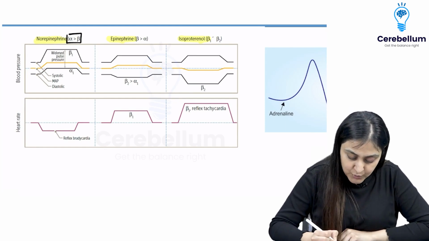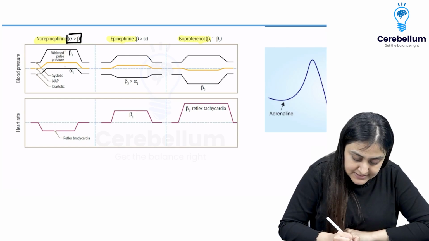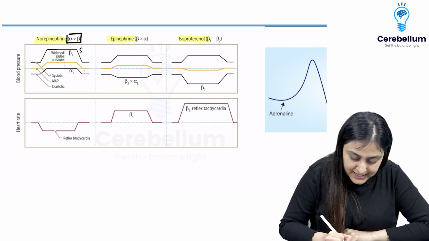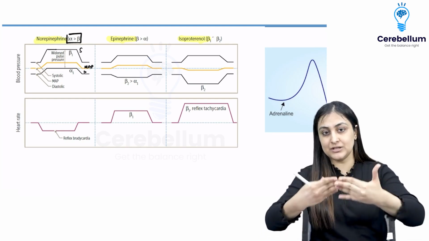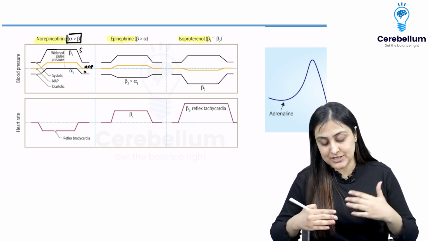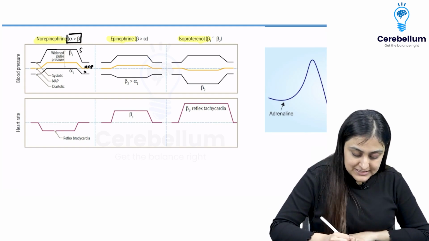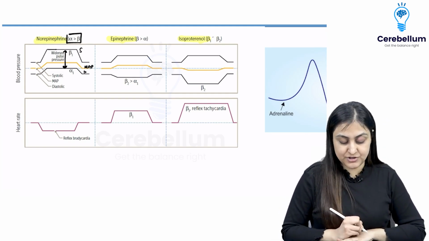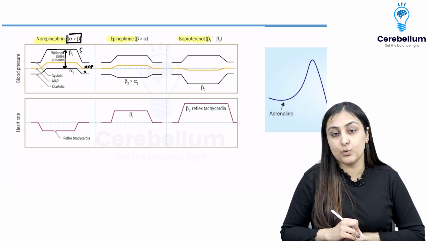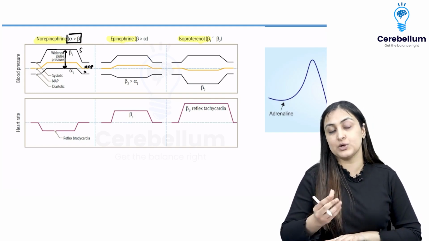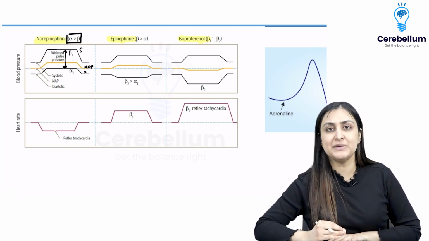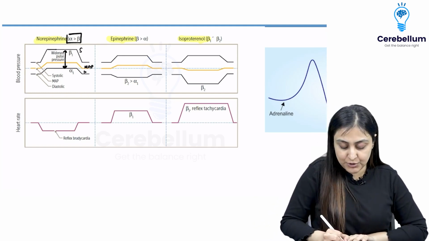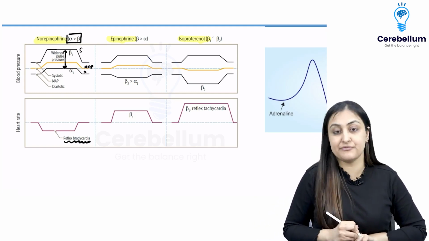You can see how the first line is systolic blood pressure, this is diastolic blood pressure, and this is the mean arterial pressure. Mean arterial pressure is always 2/3 towards diastolic and 1/3 towards systolic, so that is why it is slightly lower. You can see how it's widening the pulse pressure. Norepinephrine predominantly acts on alpha receptor, causes vasoconstriction, and that is why the BP is increasing. Because beta action is lesser, it does not cause a lot of tachycardia and there is reflex bradycardia.